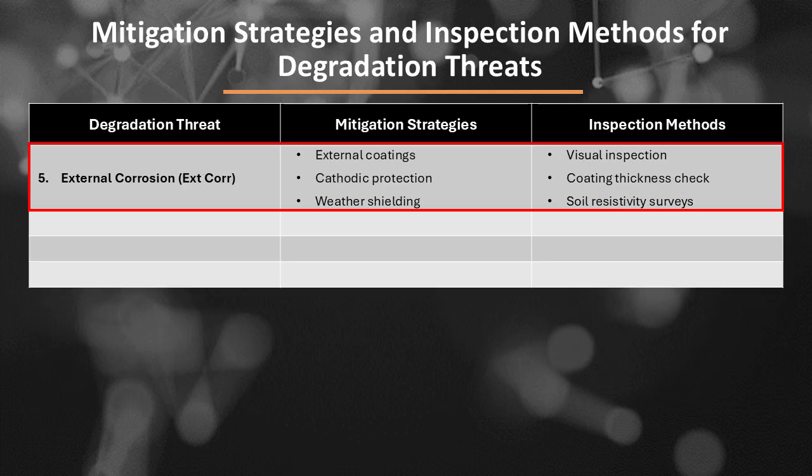Degradation threat number 5, external corrosion. Mitigation strategies for external corrosion may include, external coatings, cathodic protection, and weather shielding. Inspection methods for external corrosion may include, visual inspection, coating thickness check, and soil resistivity surveys.